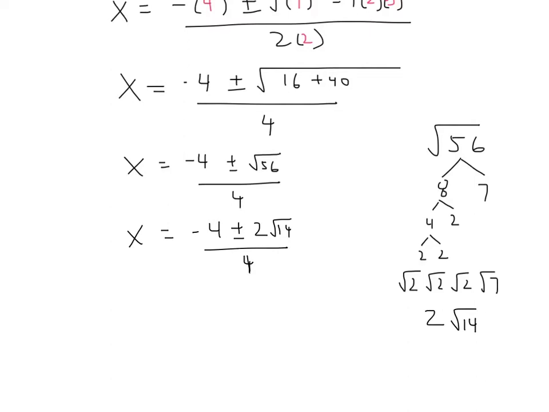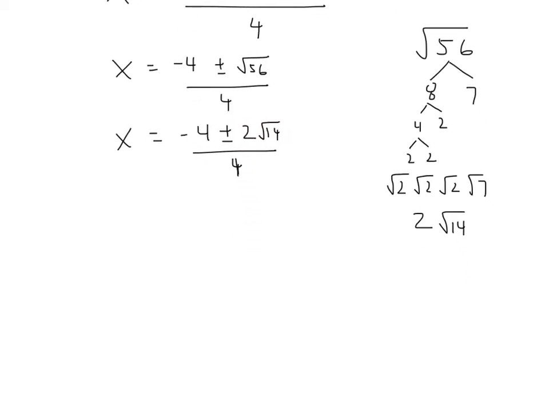Alright, so we've got one more thing to do. We can still simplify this a little bit more. Now, it may be very tempting just to say, oh, there's a 4 and a 4 here, we can just cancel those out. But what I want you to remember is that it's not just this front number that's being divided by 4. It's this whole numerator that is being divided by 4. So we can think of it this way: negative 4 being divided by 4, plus or minus 2 radical 14 being divided by 4. That makes this really easy to simplify.